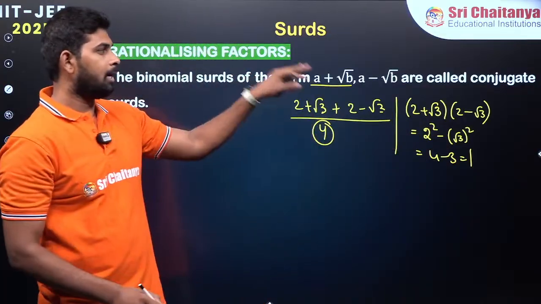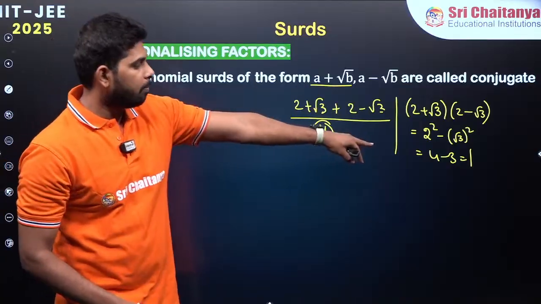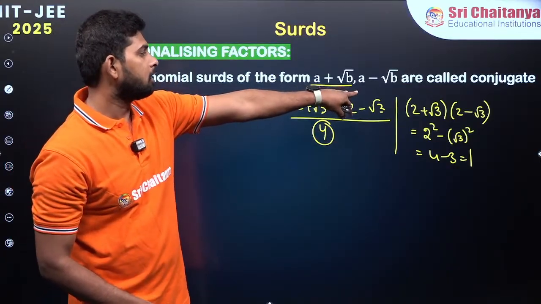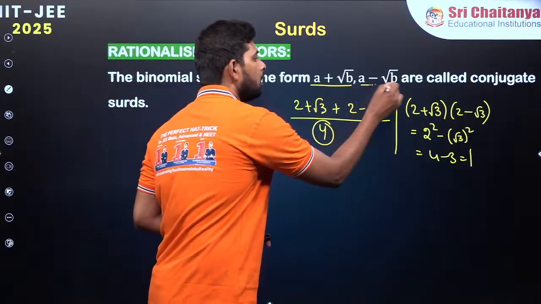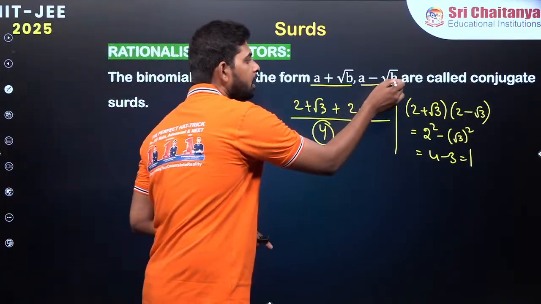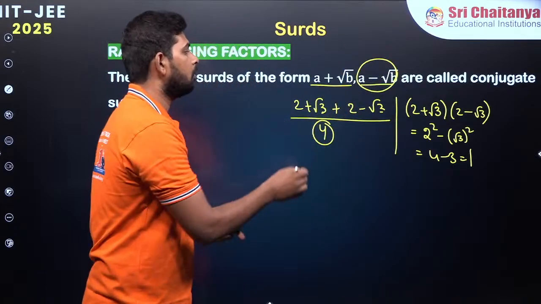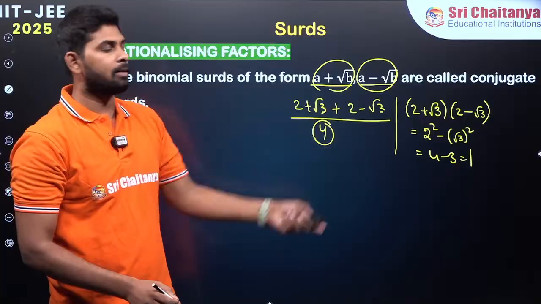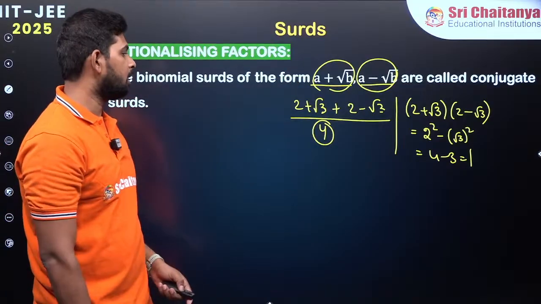If you are getting a rational number on addition or multiplication, those are called conjugates of each other. These numbers are conjugate to each other. So, this a minus root b is called the rationalizing factor also for a plus root b. And a plus root b is the rationalizing factor to the other number a minus root b.